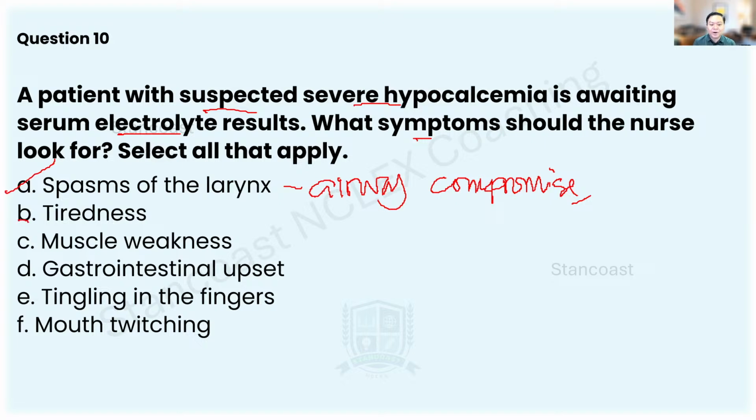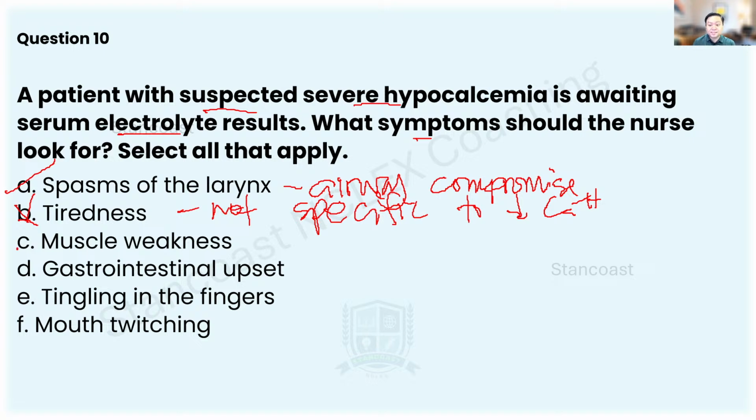What about letter B, tiredness? Is this a specific manifestation of hypocalcemia? Or is this an immediate symptom of hypocalcemia? Again, tiredness is not really specific to hypocalcemia, so we are going to eliminate that one. Not specific. Although it can cause it, it's not specific to hypocalcemia.